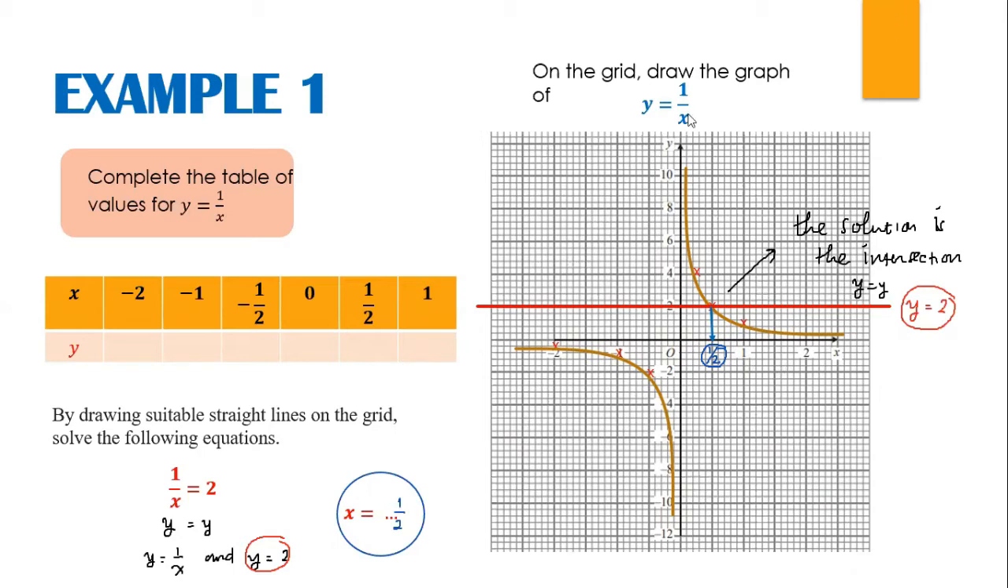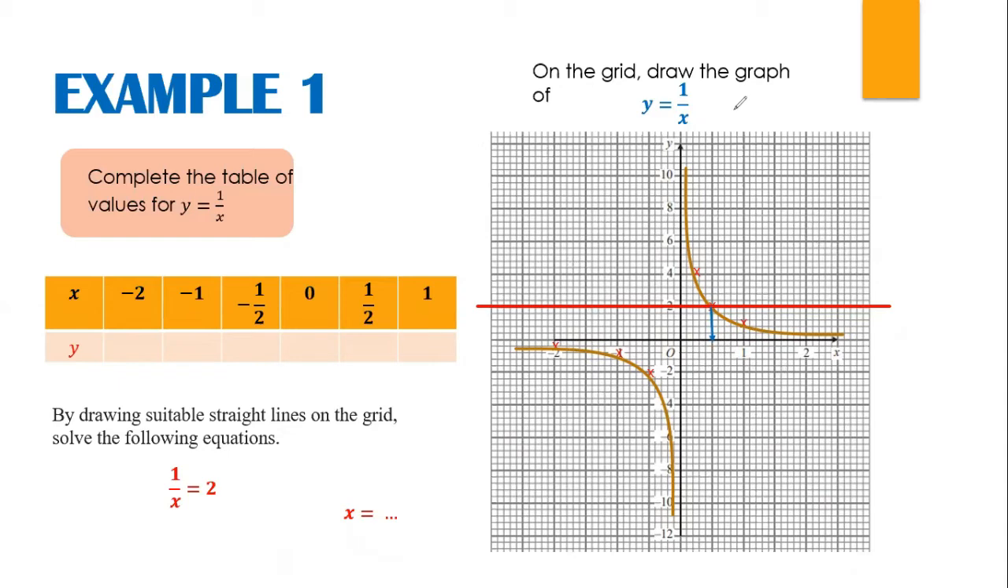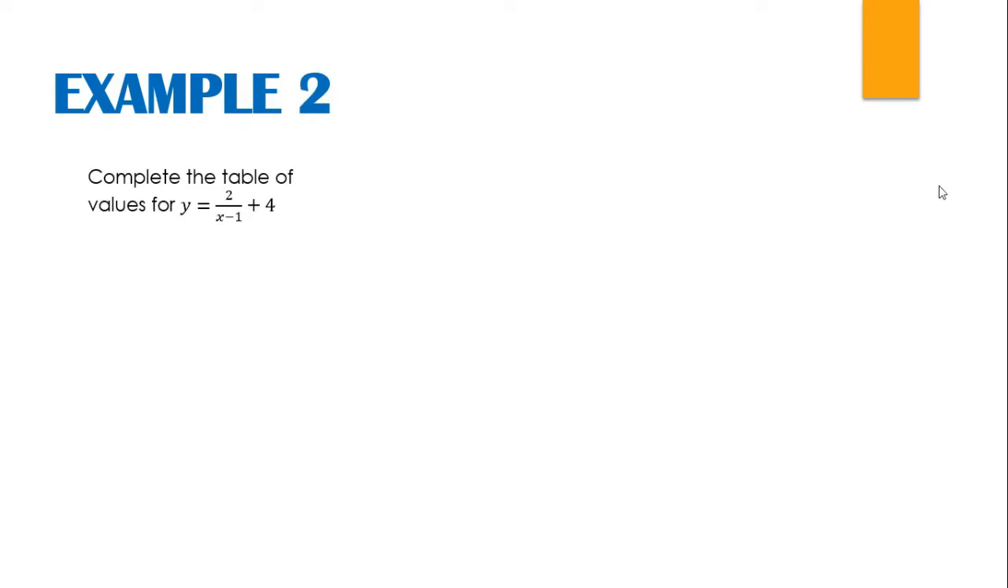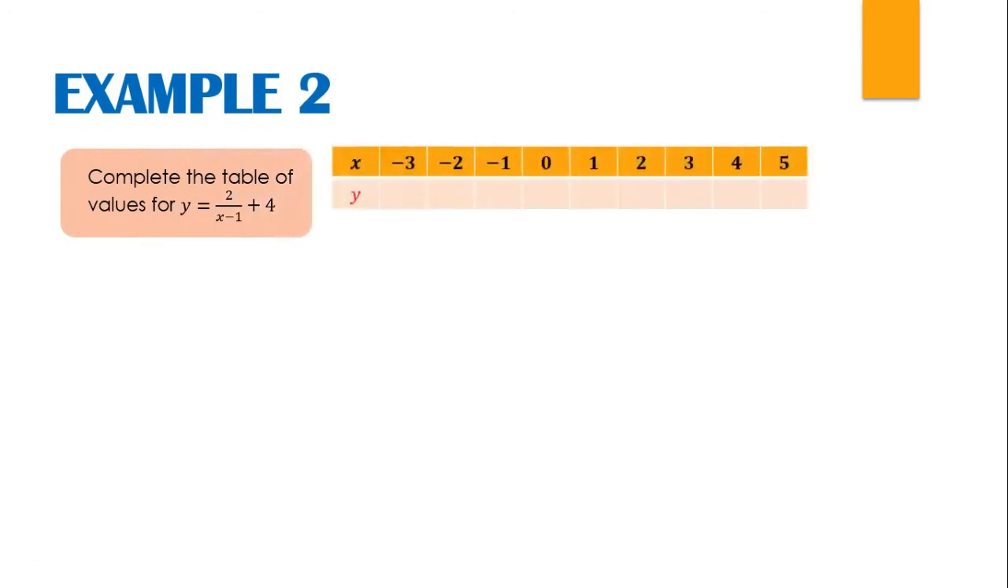Okay, next students, we go to the next example. Example 2. Complete the table of values for y equals 2 over x minus 1 plus 4. This is the table. By the same way, like example 1, you just copy the method. Follow the equation, insert x, and find y. Okay, students, we are going to complete the table.